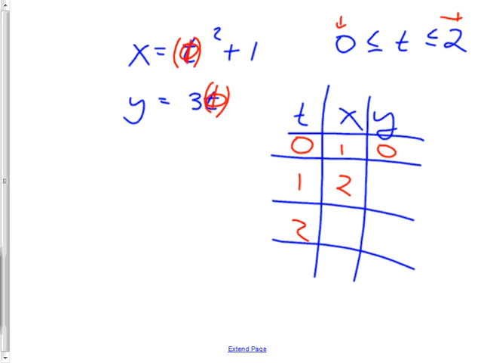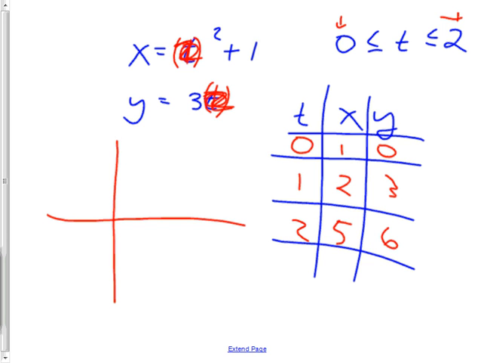And the last one is if I put in a 2. Put in 2 here, and I put a 2 here. I'll have 2 squared is 4 plus 1 is 5. And for the y, I've got 3 times 2 is 6. Now, if I graph those, I go over 1 and up 0, dot. I go over 2 and up 3, dot. And I go over 5 and up 6.